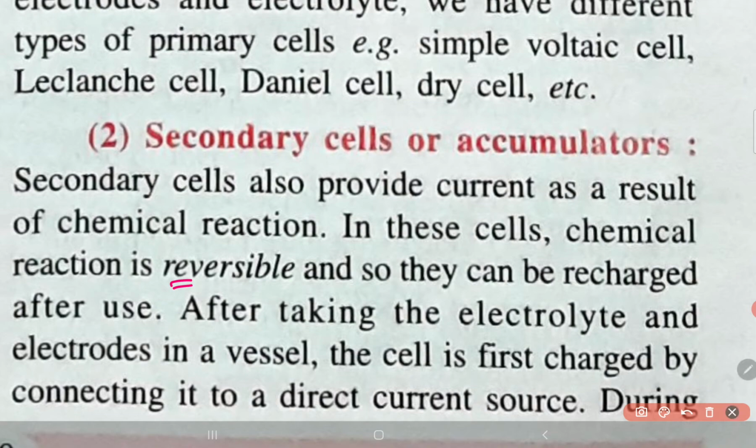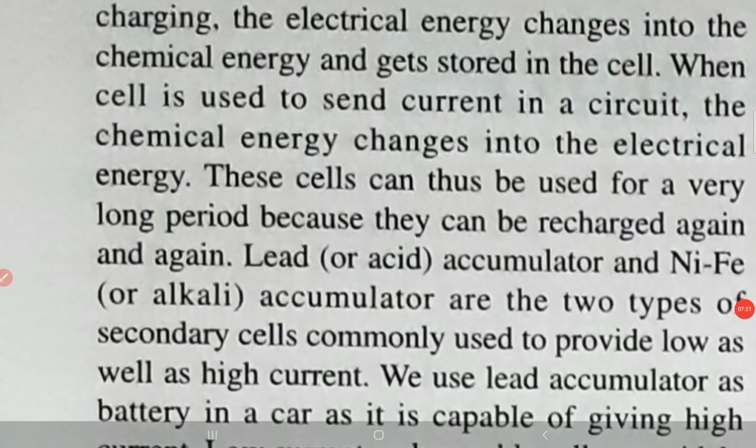So during charging, the electrical energy changes into chemical energy, the reverse thing happens, right, and gets stored in the cell. When the cell is used to send current in a circuit, the chemical energy changes into electrical energy. The cells can thus be used for a very long period of time, like your mobile phone batteries, because they can be recharged again and again.